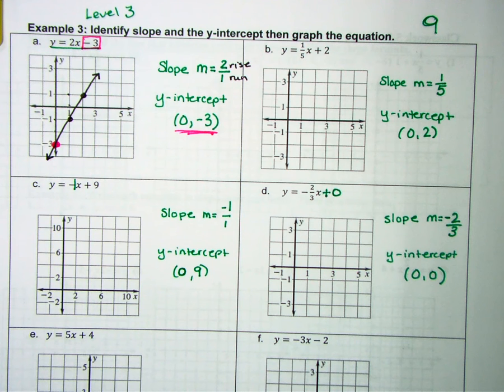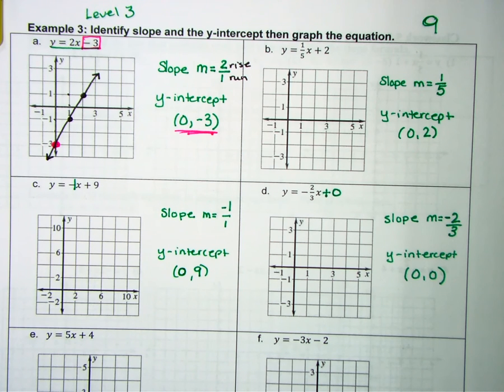Okay, let's do it again. So you start by putting a dot on the y-axis, and then you count your slope. Dot on the y-axis, count your slope. Okay, let's go over to B.